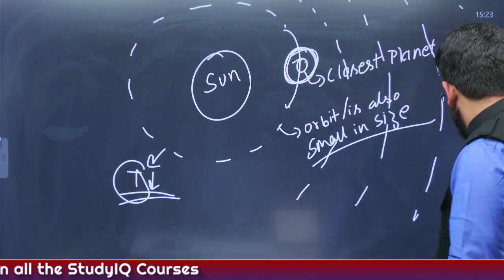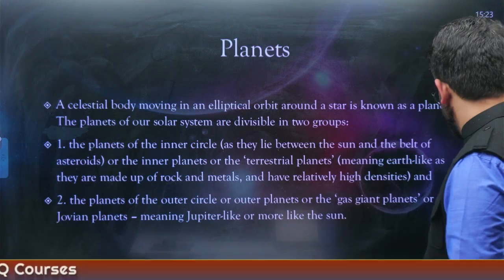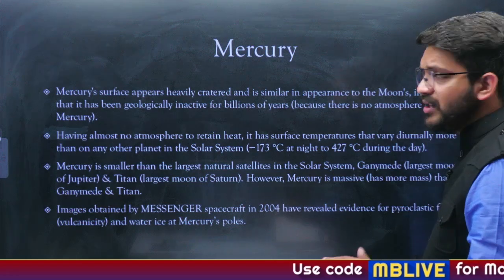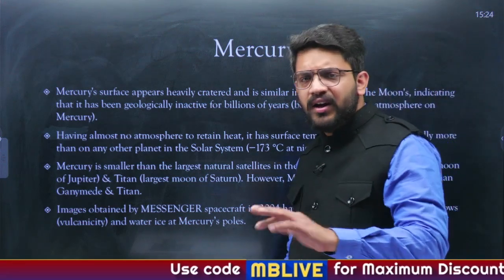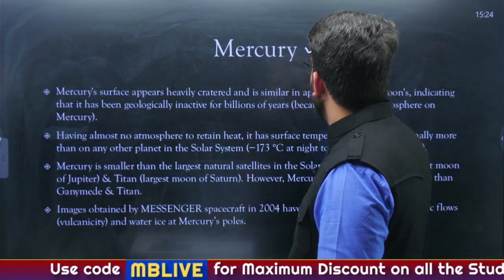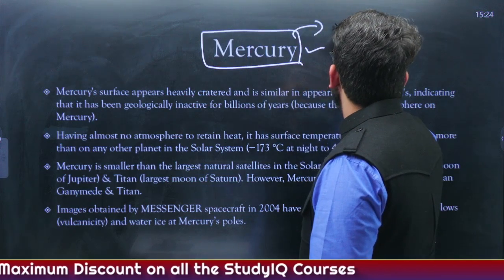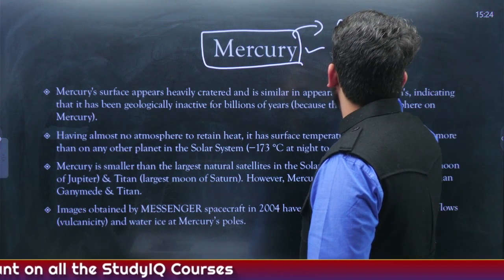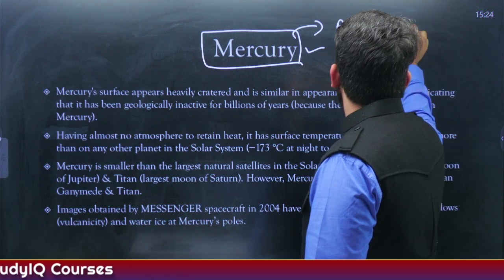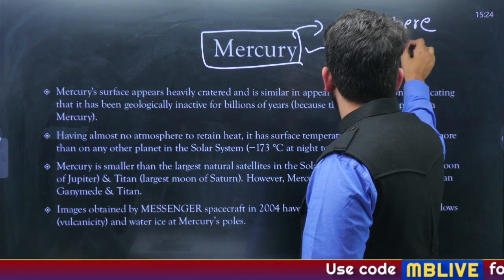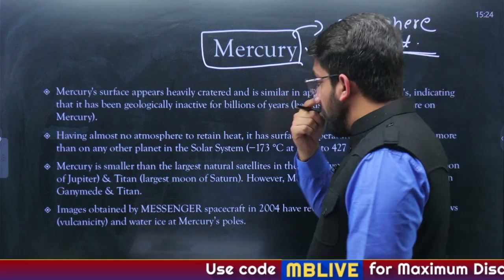Now, start one by one planets. We understand what are inner planets, outer planets, terrestrial planets or Jovian planets. Mercury. The important thing about Mercury is that it does not have any atmosphere. Atmosphere is absent in Mercury.